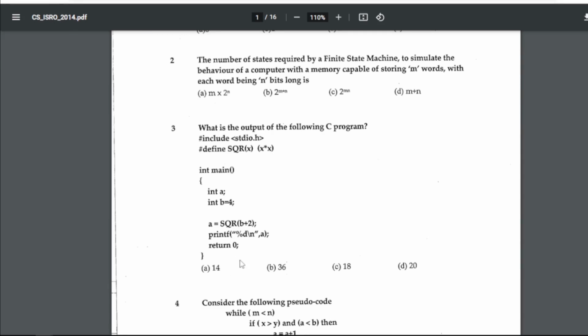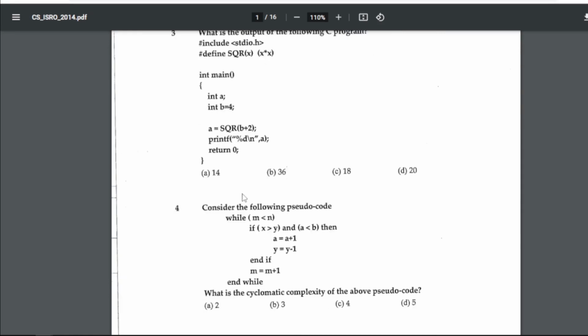So basically the value of x is b plus 2. So here b plus 2 into b plus 2 will be nothing but 4 plus 2 into 4 plus 2. If you solve that expression using BODMAS, you will have 4 plus 2 into 4 plus 2. So first you will solve 2 into 4, that is 8. Then you will add 8 plus 4 is 12, and 12 plus 2 is 14. So A will be our answer.